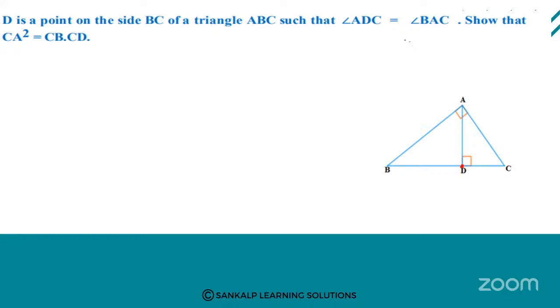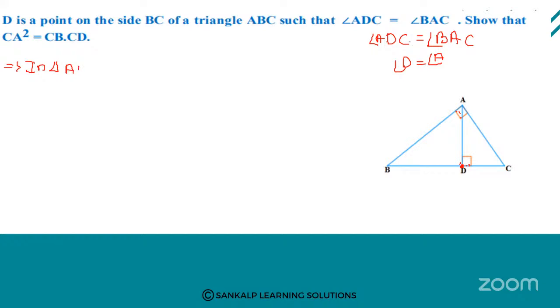Okay. So from here you can see, angle ADC is equal to angle BAC, which means D is equal to A angle. These two angles are equal. They have given this. Show that CA square is equal to CB into CD. Okay. So for that, in triangle ADC and BAC, they have given it, so we take it: ADC is equal to BAC.